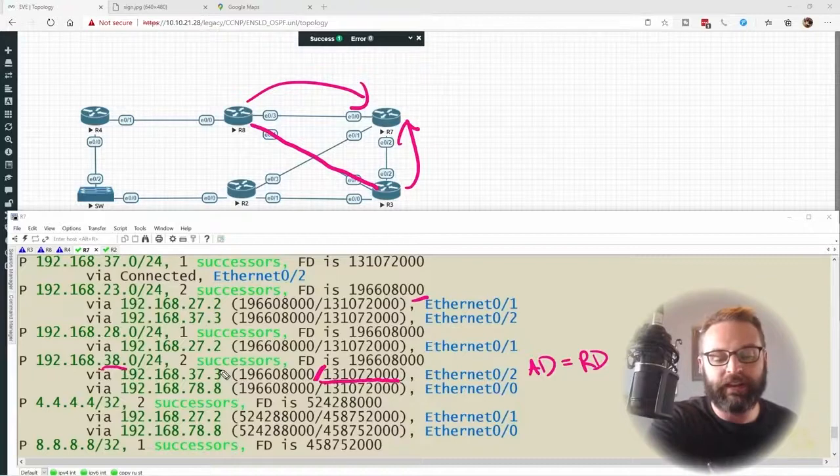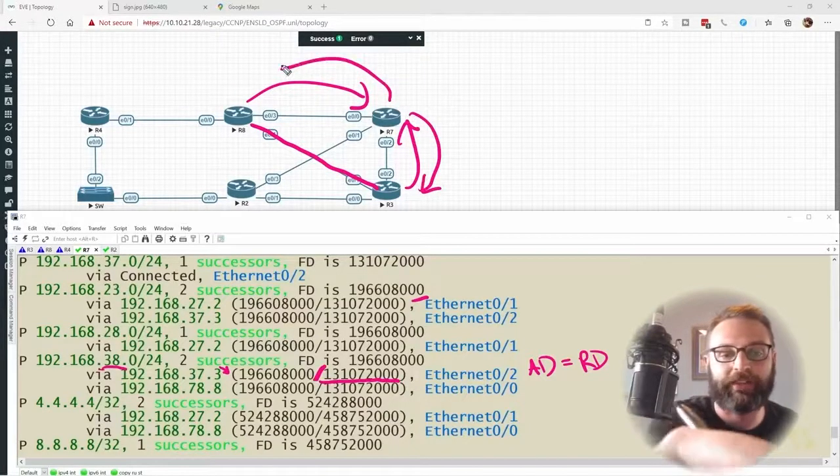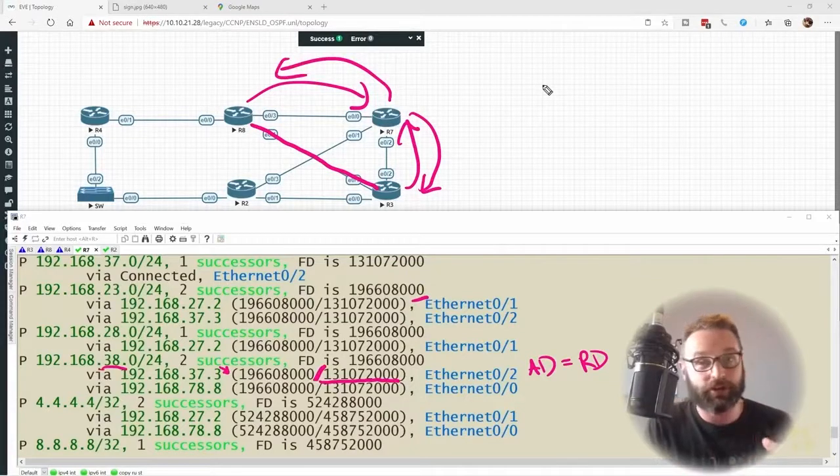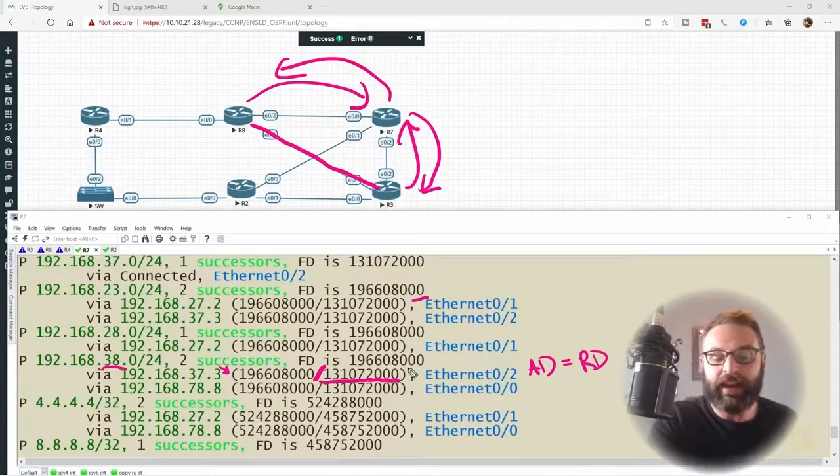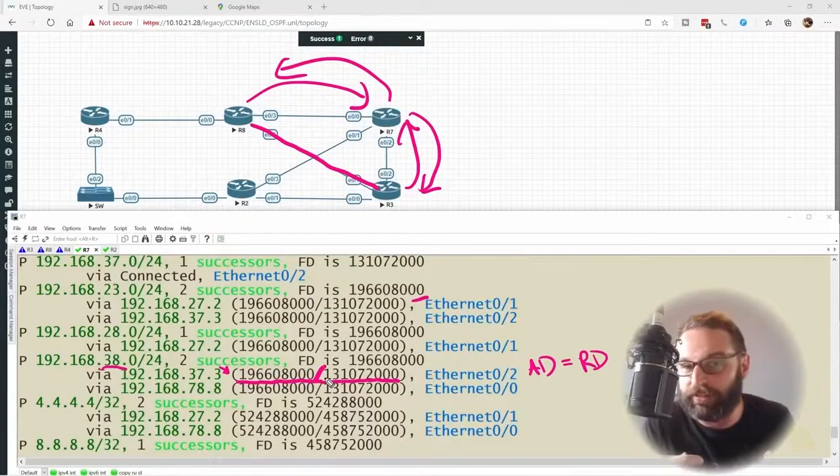What our router then did is it calculated its distance in order to get to those advertising routers. Again, by using the combination of the lowest bandwidth as well as adding its own delay into the interface, and it came up with this number right here. This became our feasible distance.